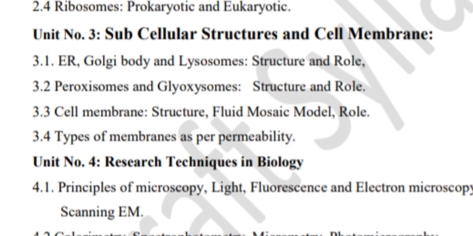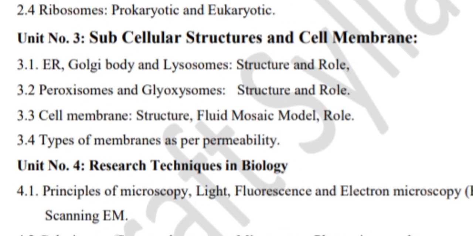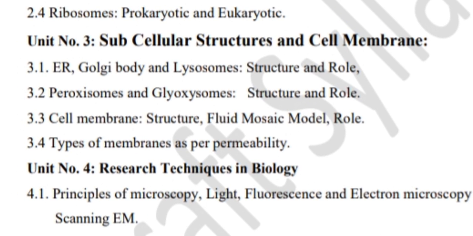The unit 3rd is for subcellular structures and cell membrane. 3.1, endoplasmic reticulum, Golgi body and lysosome, their structure and role we will learn. 3.2, peroxisome and glyoxysome, the structure and role we will learn. 3.3, cell membrane, structure, and in detail we will learn the fluid mosaic model and their role. 3.4, types of membranes as per permeability.